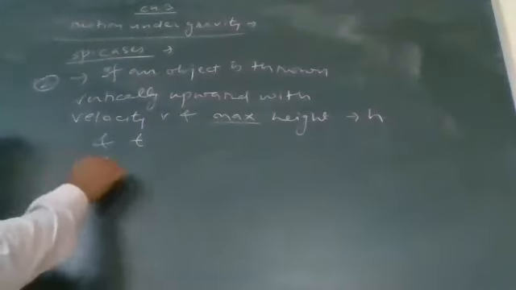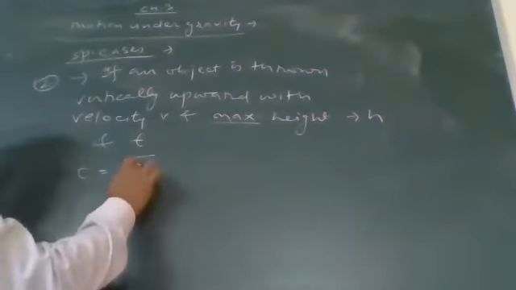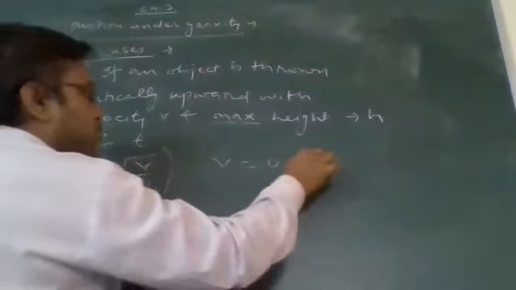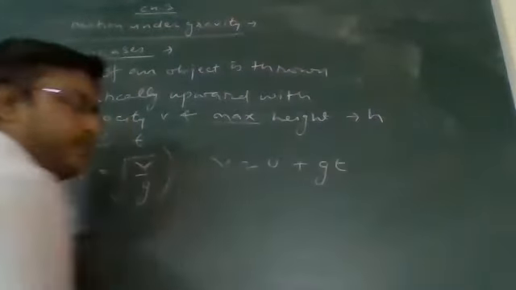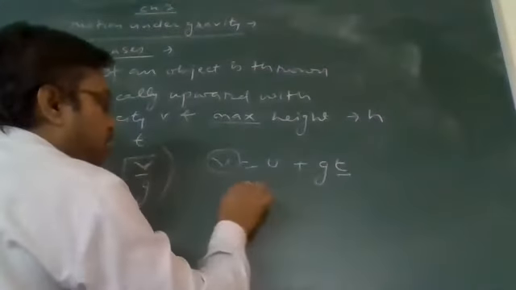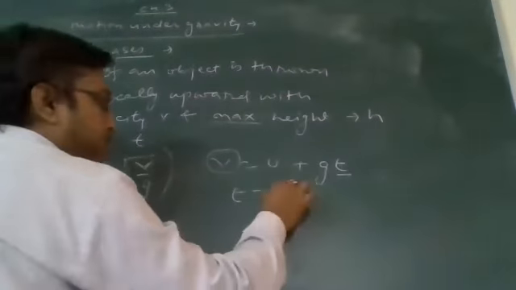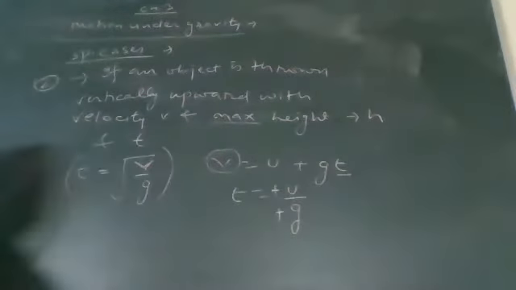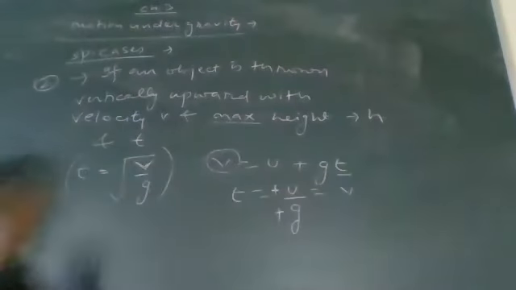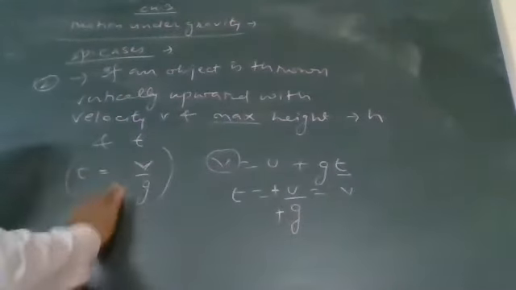Now, how much time is taken? I am using the first equation again, t equals v by g. How am I getting it? I applied v equals u plus at, with a replaced by minus g. At the highest point, the velocity becomes 0. So t equals u by g, with u and g both negative. The initial velocity given in the question is v, so time equals v by g. Sorry, time is not a root, time is only v by g.